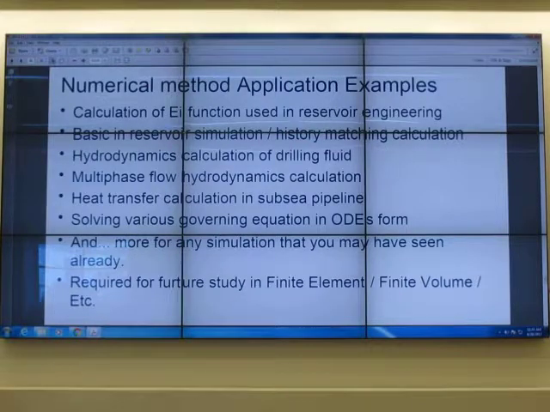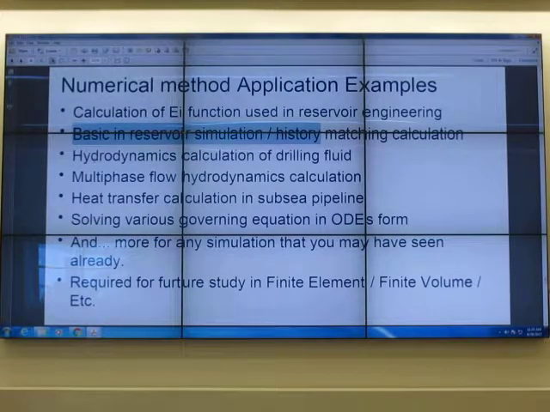Numerical method application example. I will give you some examples of this numerical method part. Calculation of the EI function in reservoir engineering. You actually just write one line of code and it's done. But if you want to know what it looks like inside, that is what is used when you calculate the EI function in reservoir engineering. When you do history matching and reservoir simulation, there's a lot of solving systems of linear equations. So this is inside.